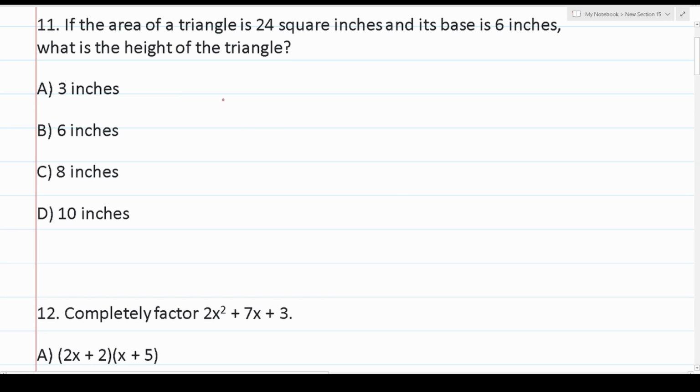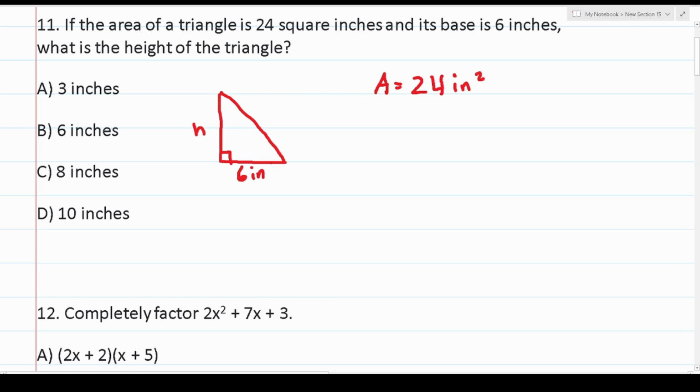So for this one, it's going to be helpful to draw a little diagram. And since this problem doesn't specify what type of triangle we're dealing with, I'm just going to draw a simple right triangle. According to this problem, the base of this triangle is 6 inches. Here's the base, so we're going to let that be 6 inches. We know the area of this triangle is 24 inches squared, and we want to figure out what the height of this triangle is, and here's the height.